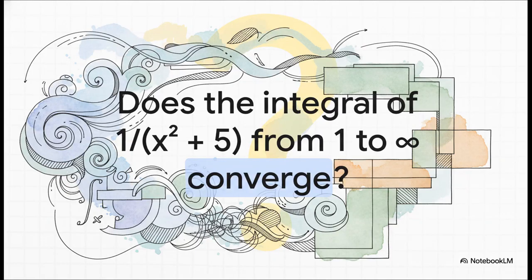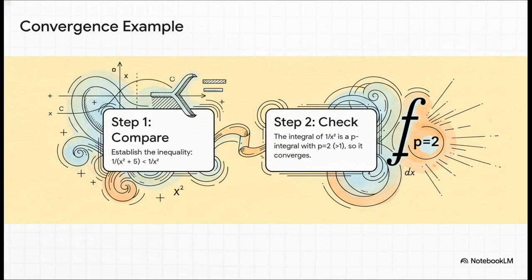All right, let's see this thing in action. We've got the integral of 1 over x squared plus 5. Now that plus 5 in the denominator, that's what makes it a pain to integrate directly. But it looks an awful lot like a function we do know how to handle. So let's compare it to good old 1 over x squared. Step 1 is the inequality. Since x squared plus 5 has a bigger denominator than just x squared, the whole fraction has to be smaller, right? Bigger denominator, smaller number. So the inequality holds.